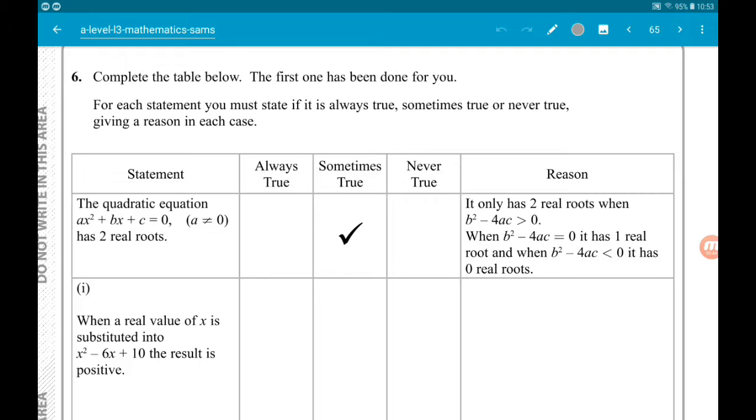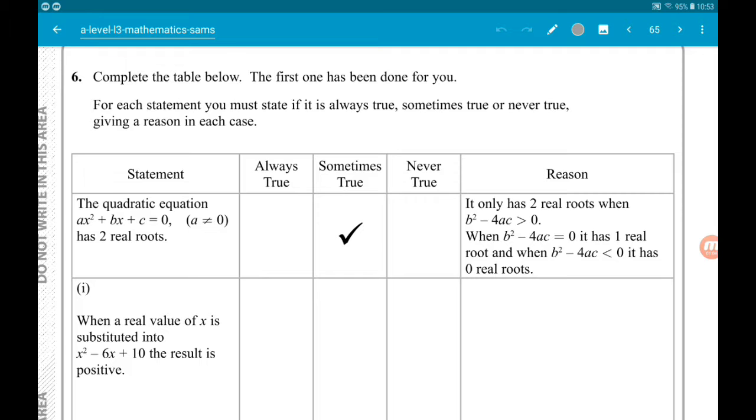So, for our first one then, when a real value of x is substituted into x squared minus 6x add 10, the result is positive.